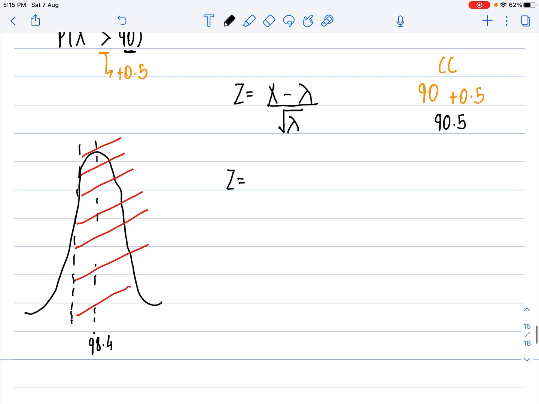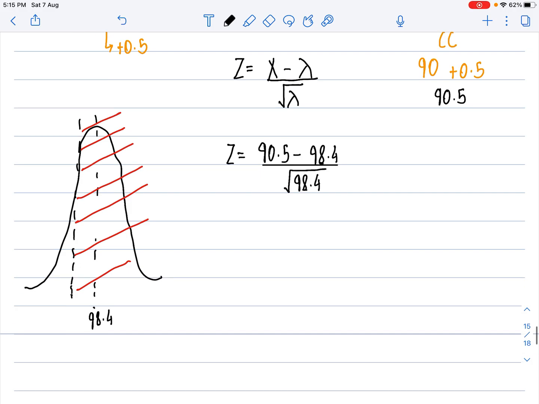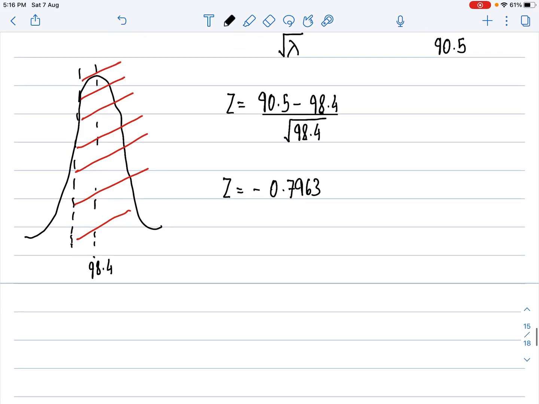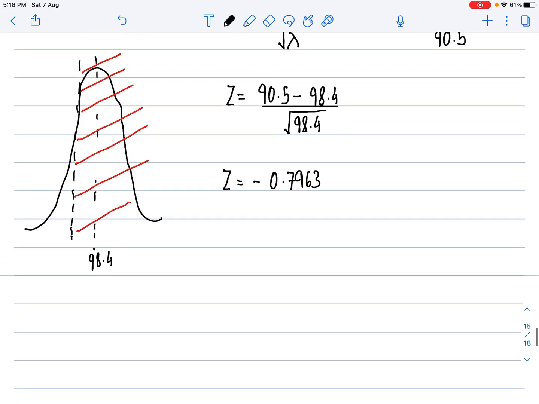Correct? So now basically my x will not be 90, it will be 90.5 minus 98.4 divided by the root of 98.4. Correct? So now I can basically solve this on the calci and get my z value, which in this case is minus 0.7963. Correct? This is what I get my z value as. Now, what do I need? I need more than the z value, correct?